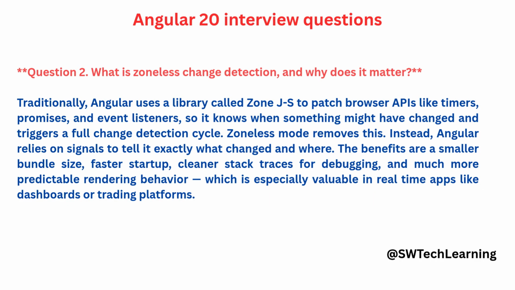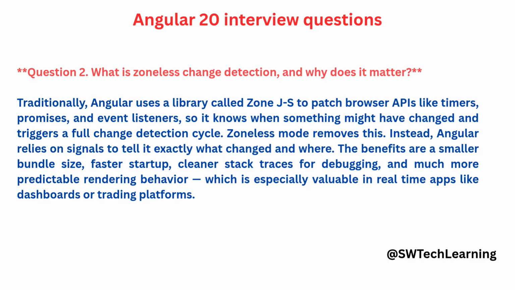Question 2. What is zoneless change detection, and why does it matter? Traditionally, Angular uses a library called ZoneJS to patch browser APIs like timers, promises, and event listeners, so it knows when something might have changed and triggers a full change detection cycle.